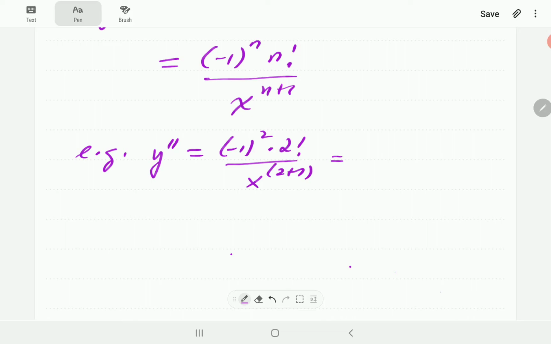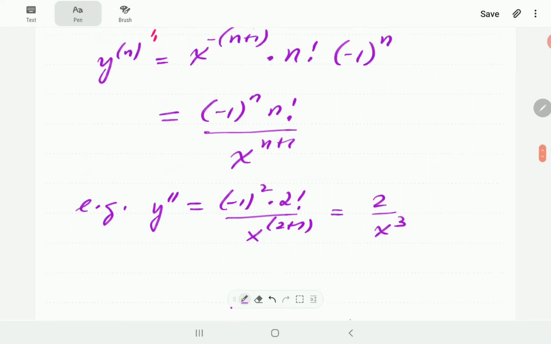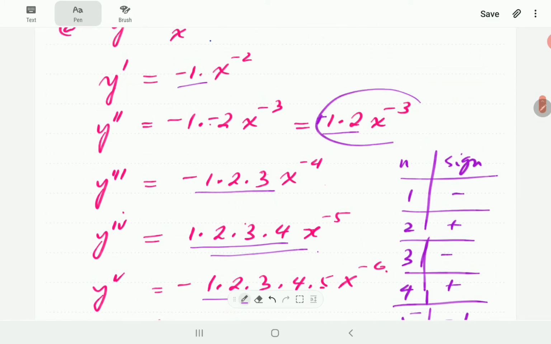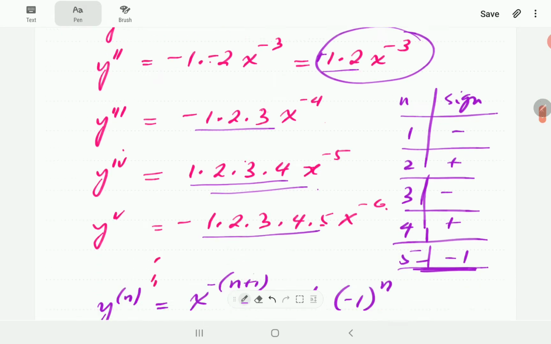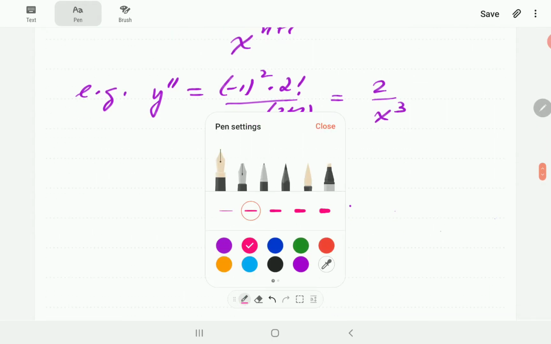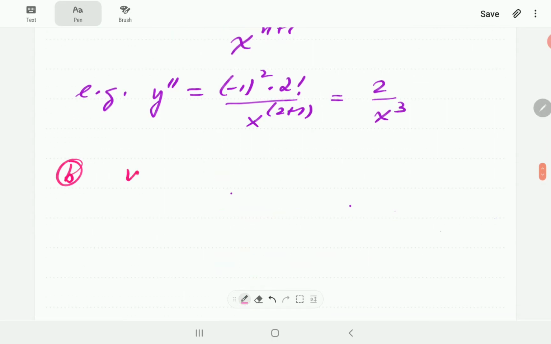So -1 squared is positive, 2 factorial is 2, and then this is going to be x to the power 3. Now let's see if that agrees with the second order derivative. Yes, of course it does. All right, so that rounds off part A. So let's go now to part B. In part B, we've got y equals x over 1 minus x.